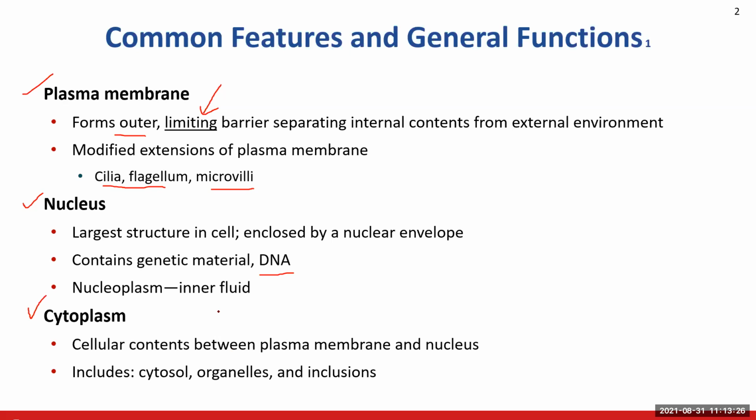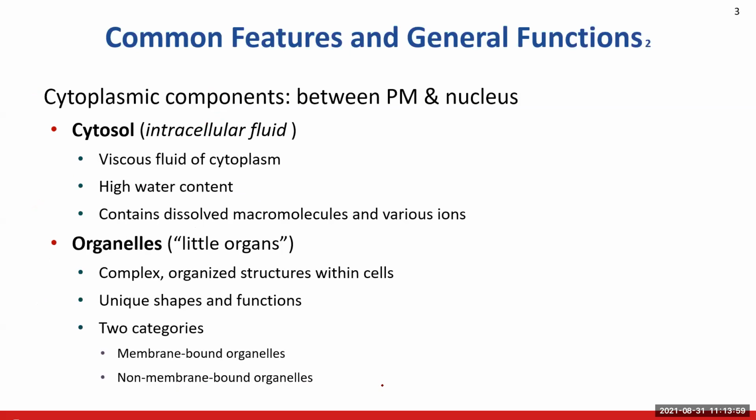And then the last part of our cell is the cytoplasm. This is going to contain all the structures in between the nucleus and the plasma membrane. And there are three parts to it. The cytosol, which is the liquidy portion of the cytoplasm. The organelles, which we'll talk about. These are small little structures that help with certain functions of the cell. And then everything else that we just throw into this category, which we call inclusions. And we'll get into that.